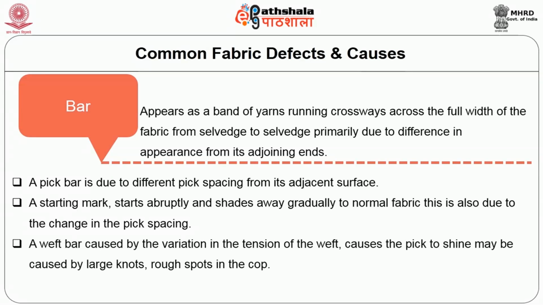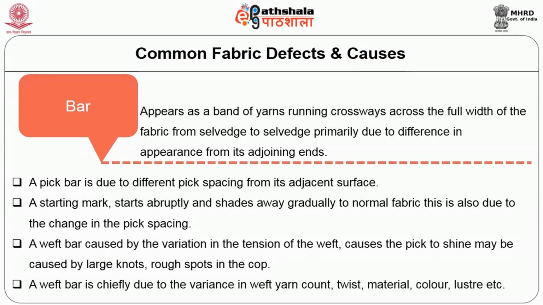A weft bar caused by the variation in the tension of the weft causes the pick to shine, and may be caused by large knots, rough spots in cops, etc. A weft bar is chiefly due to the variation in weft yarn count, twist, material change, color, luster, etc. from the adjoining yarns. A bar defect is primarily caused due to restarting of the loom after prolonged stoppage, pick finding or unweaving or pullback of the loom.